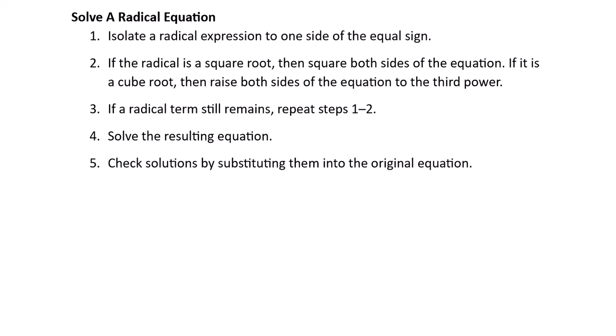The strategy for solving a radical equation. Number one, we isolate a radical expression to one side of the equal sign. If the radical is a square root, then square both sides of the equation. If it is a cube root, then raise both sides of the equation to the third power. Now, if a radical term still remains, you'll just repeat steps 1 and 2. Solve the resulting equation. Check solutions by substituting them into the original equation.